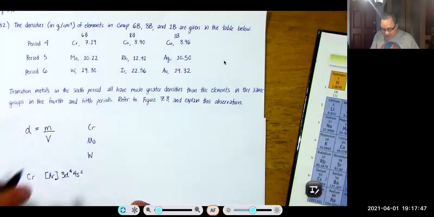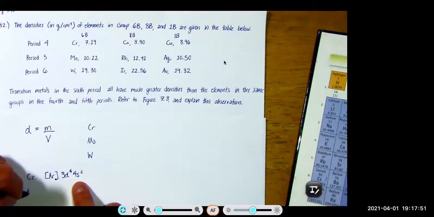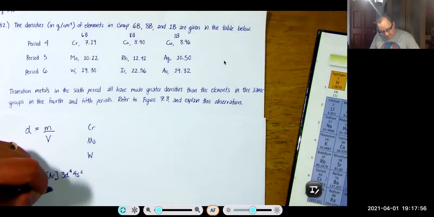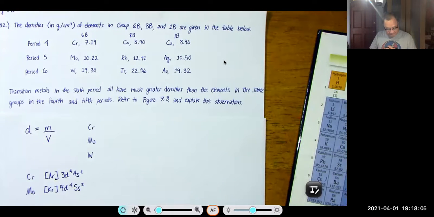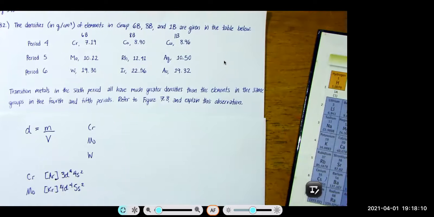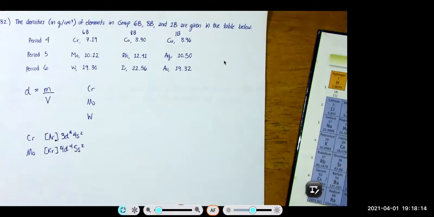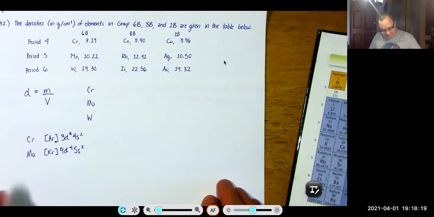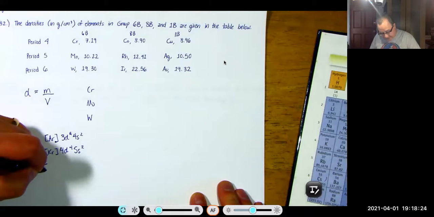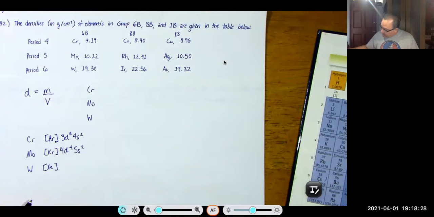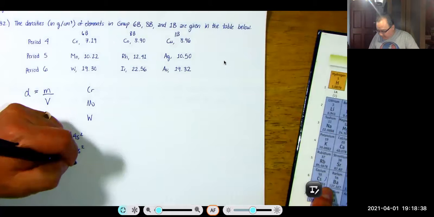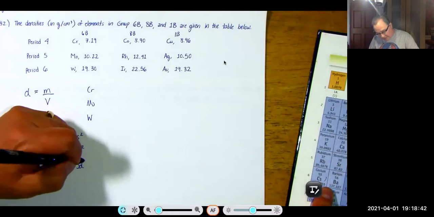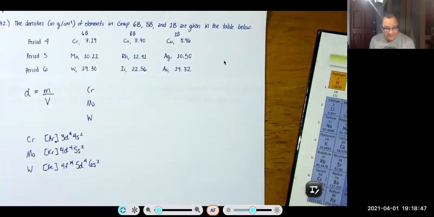Yeah. So here's chromium. The outermost shell is the 4th. Here's molybdenum. Molybdenum is 4d4, 5s2. And here's tungsten. Tungsten is xenon, 4f14, 5d4, and 6s2. So between the three, which one's going to be larger? Tungsten. Because it has stuff in the 6th shell.